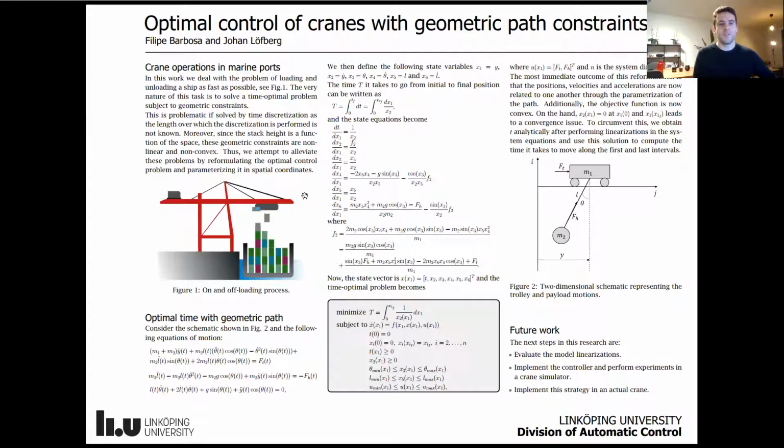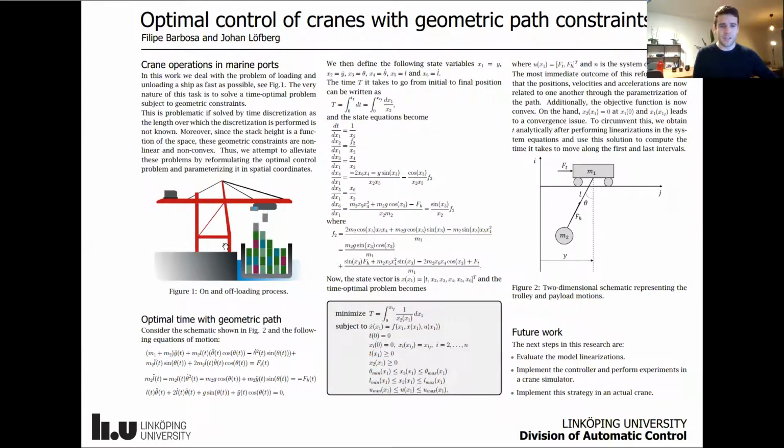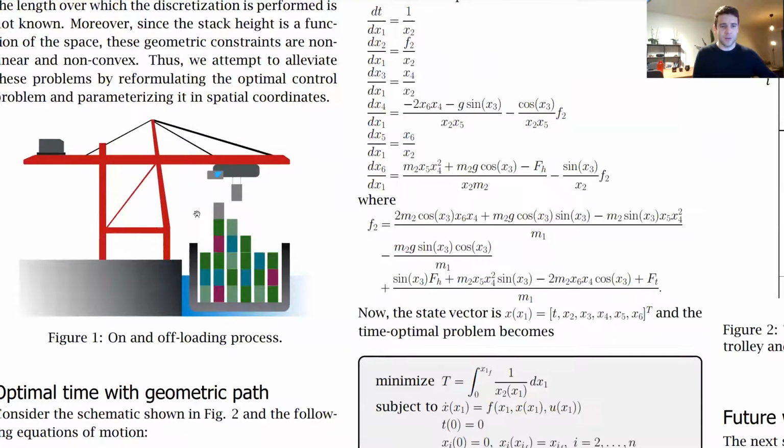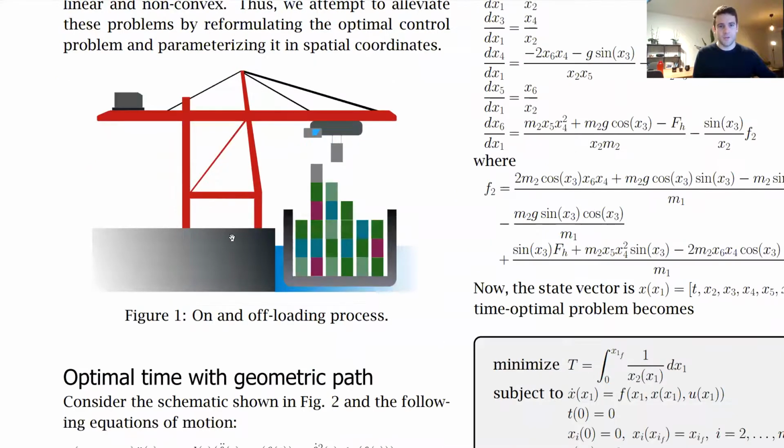Here, we deal with the problem of loading and unloading a ship as fast as possible. For a glimpse, let's look at Figure 1. Here, we represent a ship-to-shore crane handling a container between the ship and the shore. Here we can also see that there are different stack heights, which are our geometric constraints.